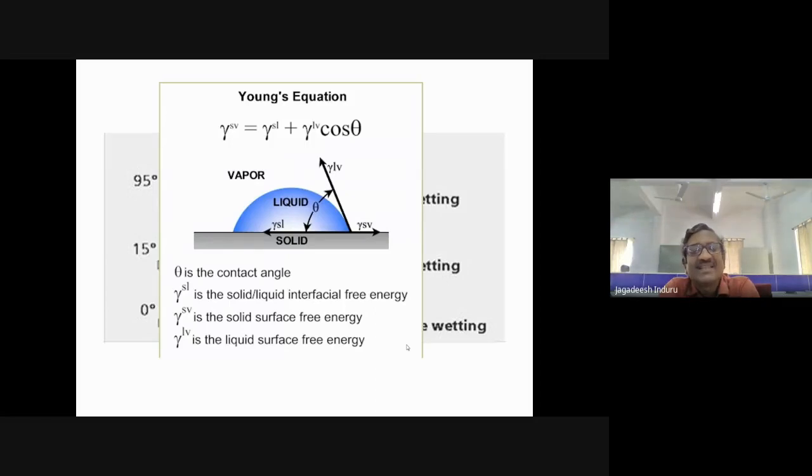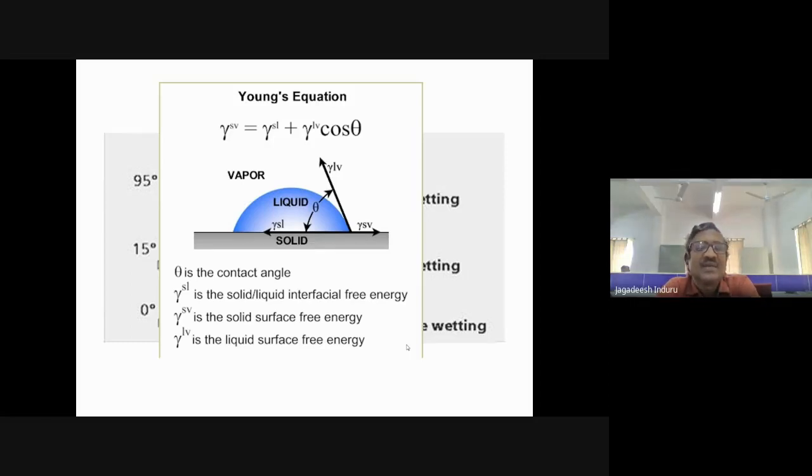So this is going to be reduced. This job will be done by the wetting agent. Gamma LV is equal to the liquid surface free energy. So there are interfaces: the liquid with the vapor, the solid with the vapor, that is the gaseous state, and the solid with the liquid.